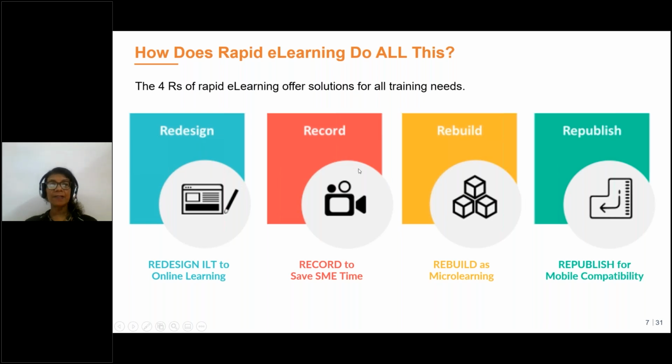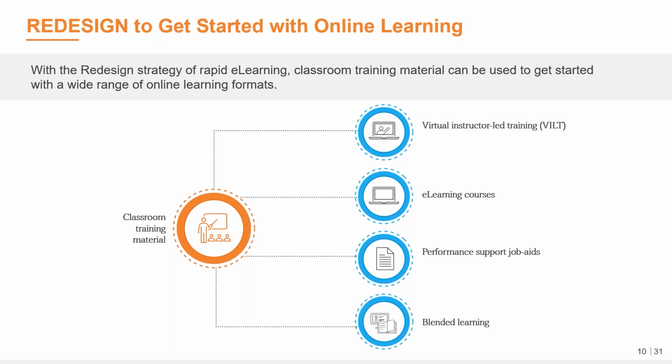So the first one is redesign, where we look at our existing ILT materials and we repurpose them and redesign them for online learning. So coming to redesign, with this redesign strategy of rapid e-learning, we can use the core ILT material and reformat it into a couple of formats. So you can see those listed here.